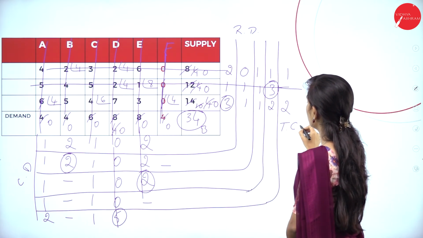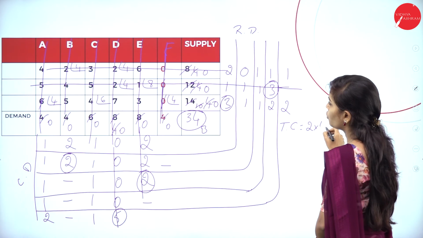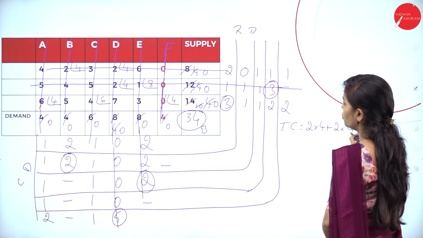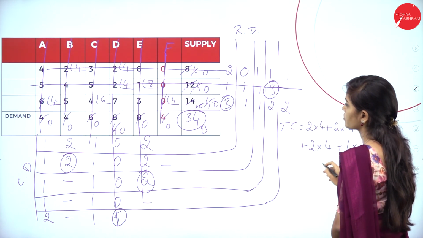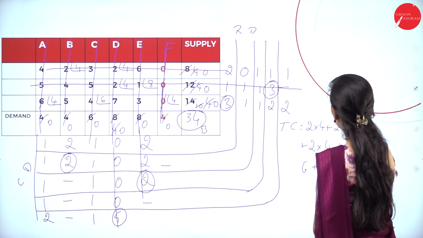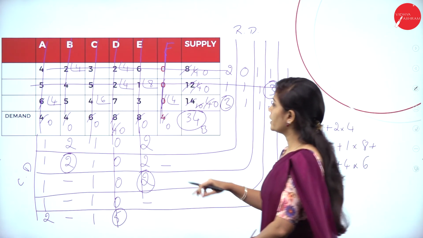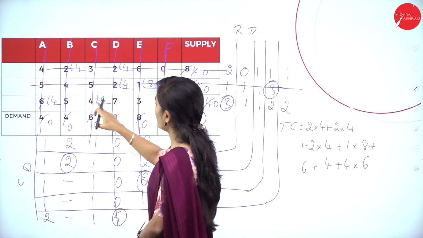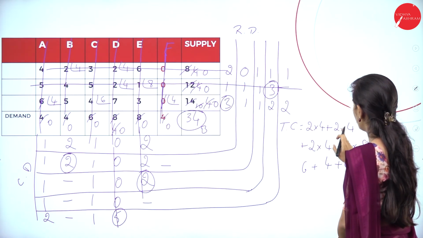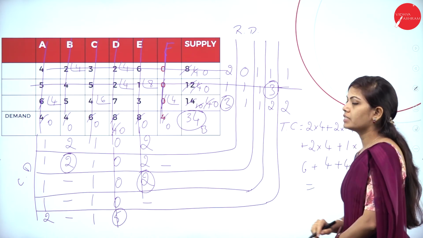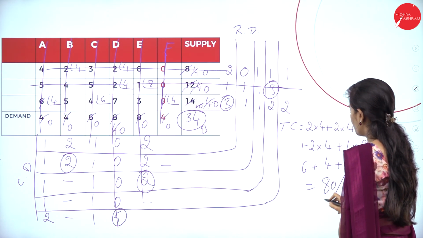Find the transportation cost. Just consider the allocated cell: 2 into 4 plus 2 into 4 plus 2 into 4 plus 1 into 8 plus 6 into 4 plus 4 into 6. So totally we have 7 allocated cells. So 0 into 4 is 0 only. Find the transportation cost. So total transportation cost is 80 rupees.